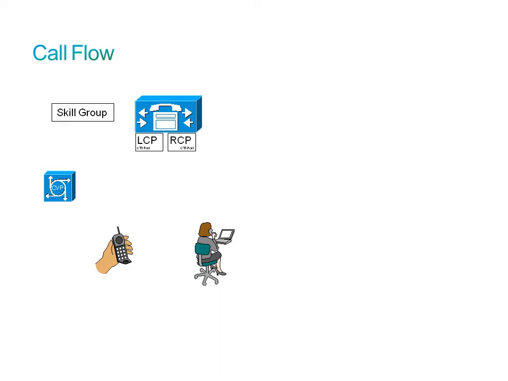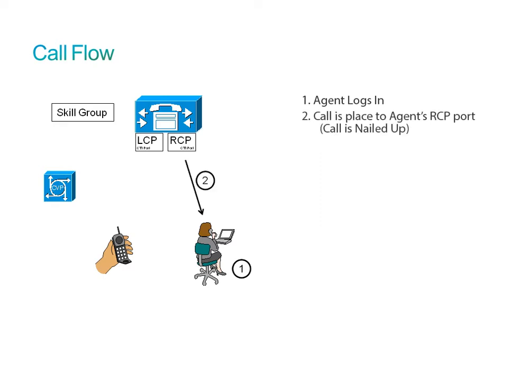When the agent starts their shift, they will log into Packaged CCE and a call will be placed to their phone. This call will stay connected all day. This is referred to as a nailed up call. The call is terminated to a CTI port on the communications manager. The CTI port is called the remote CTI port, commonly referred to as the RCP. Each remote CTI port on the communications manager has a partner local CTI port. These are commonly referred to as LCPs.